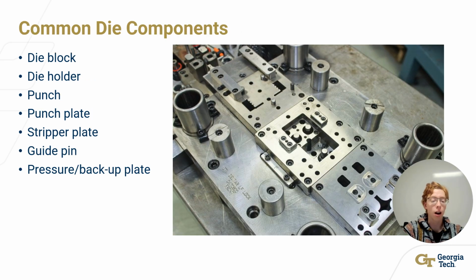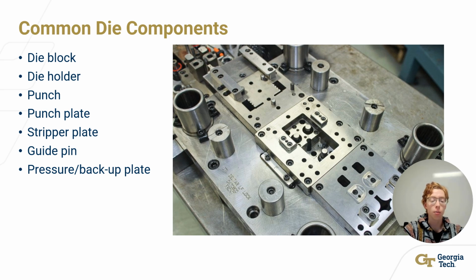Most dies have these common components, although each die is different and may include things not listed here or exclude some of these listed components. The die block has holes and indentations that correspond to the shape of the part. The die holder supports the die block.